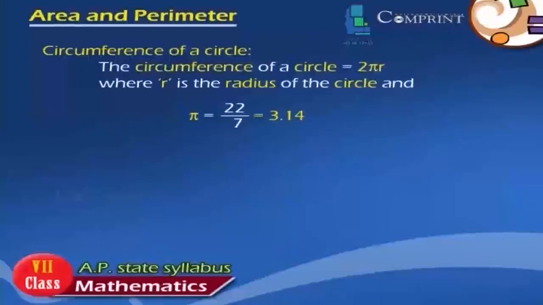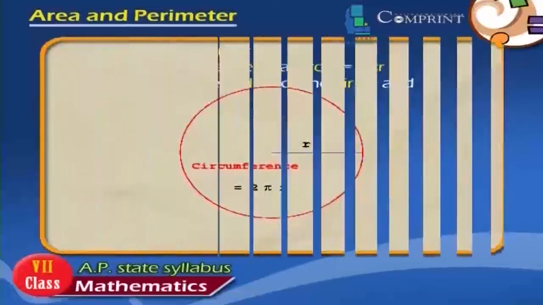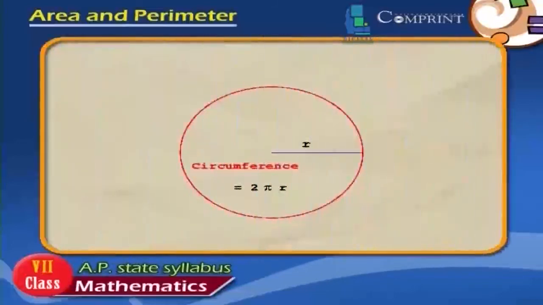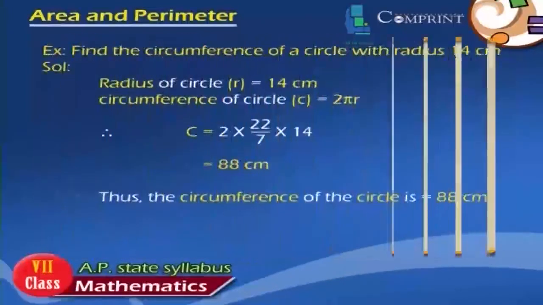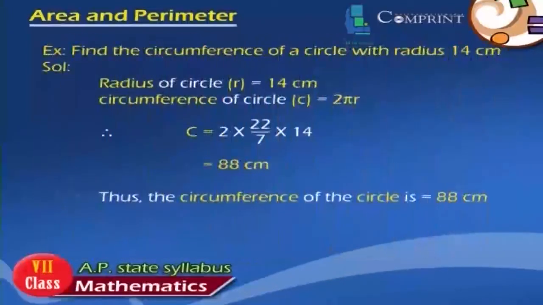Circumference of a circle. The circumference of a circle is equal to 2 pi r, where r is the radius of the circle and pi is equal to 22 by 7 is equal to 3.14. Example, find the circumference of a circle with radius 14 centimeters.